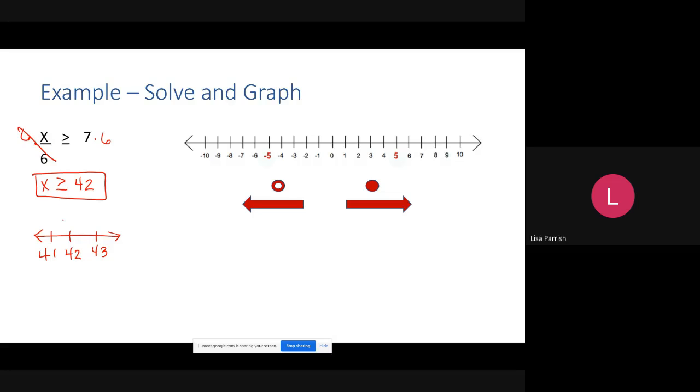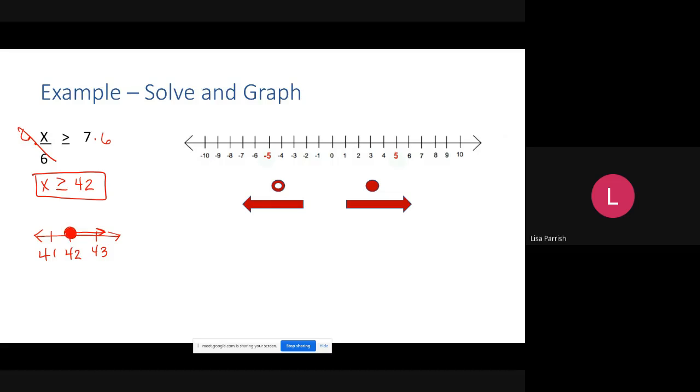So when I put my circle on 42, look at my signs right here. Do I need to color it in? Will it be closed? Yes, right there is the equal to bar. Those are the ones that tell me to color it in, close it in. So I want to color in my circle. Notice this is greater than, so I want my tail to cover the numbers greater than. It's also pointing to the right, so I would put my tail in that direction.